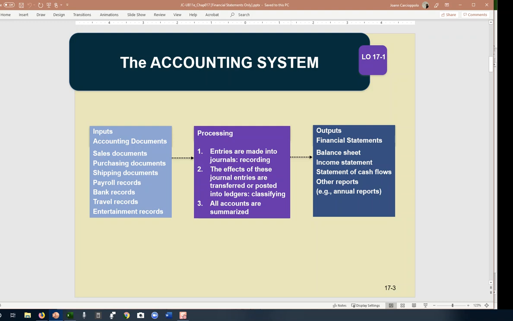Then we get to the processing, and in the accounting system, the processing includes entries that are made into journals, then transferred into ledgers, and finally summarized and reviewed to compile a trial balance. And then the outputs are the development of financial statements such as the balance sheet, the income statement, the statement of cash flows, which are all prepared for management personnel within the company as well as interested parties outside of the company. There are other reports that are used outside of the company, specifically annual reports and so on. This assignment gives you hands-on experience in generating 2 of the 3 financial statements we've talked about.